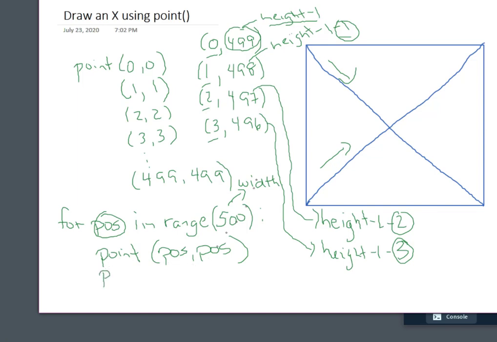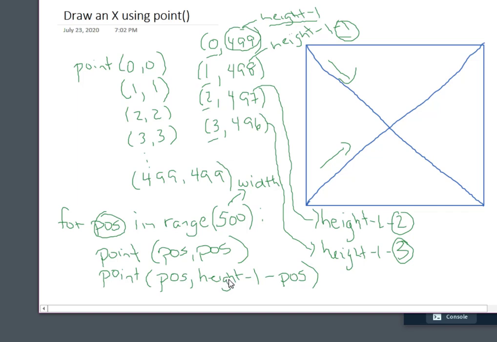So I can do the second line in this same loop by just saying, okay, I'm going to draw these points to make this line go down, but at the same time, while I'm going through all of the values from 0 to the width of my screen, I'm also going to draw the other line. I'm going to draw that other line using point. My x is going to be the same as the x values in the first line, so that would be POS. The second value is going to be the height of my window minus 1 minus the x value.